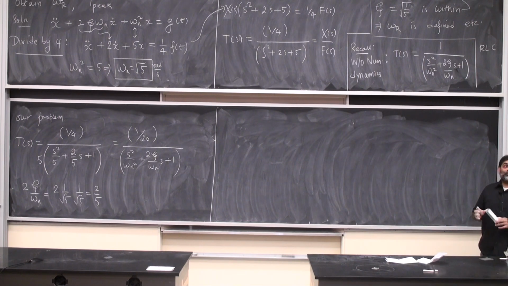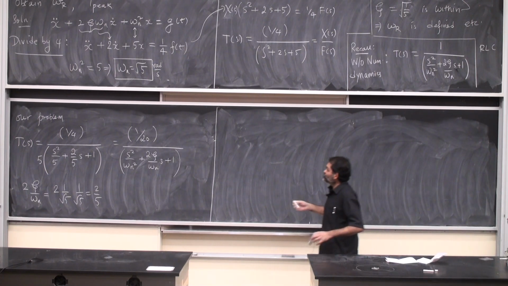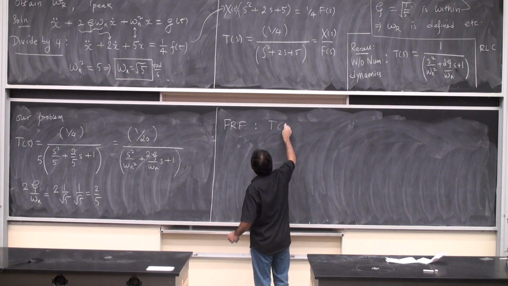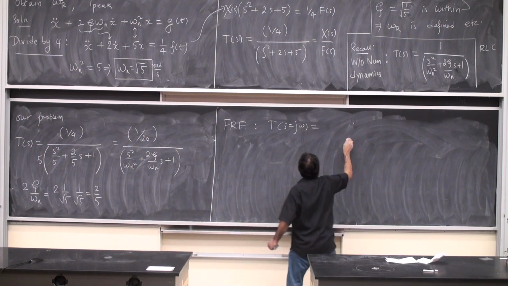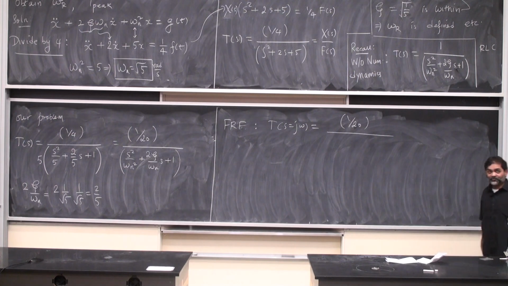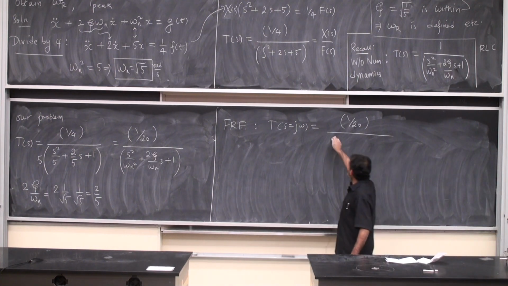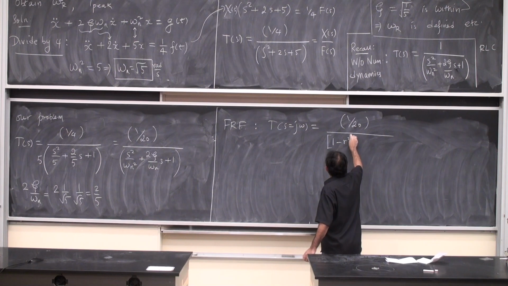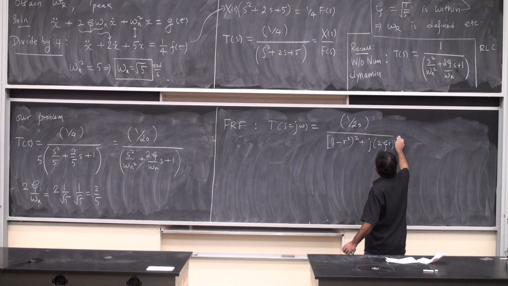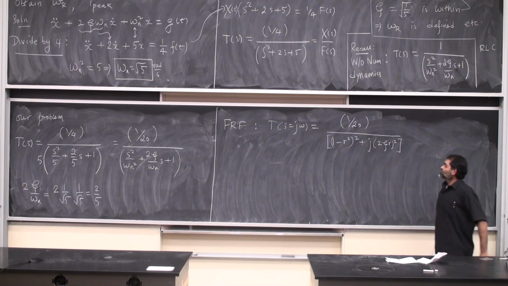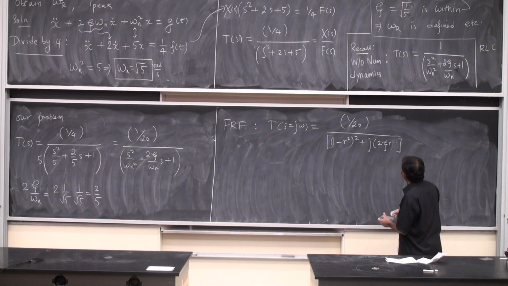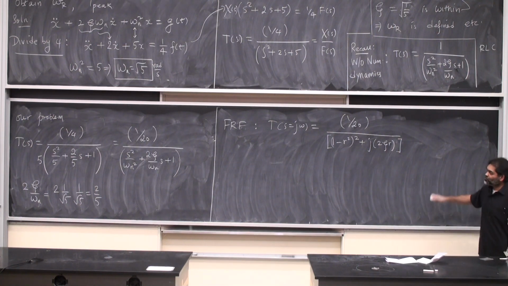Now what's the frequency response function? Just substitute s is equal to j omega. So the FRF is, don't forget that 1 by 20 creature. There's 1 by 20, 1 minus r square, j times 2 zeta r, where r is omega by omega n.